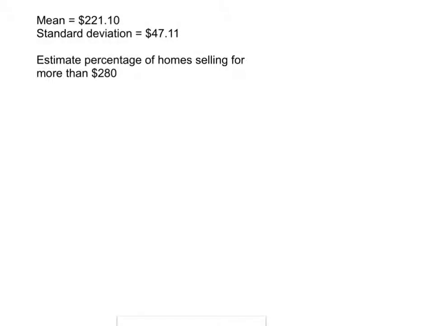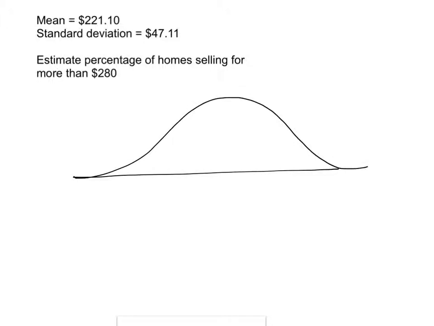All right, this is the Chapter 7 question with the real estate data, and hopefully you saw how to compute the mean, which they give to you, and the standard deviation of that data, and they want you to estimate the percentage of homes selling for more than $280, and they tell you to use a normal distribution. So the very first thing I'm going to do is draw a bell-shaped curve. Okay, so that's step one.